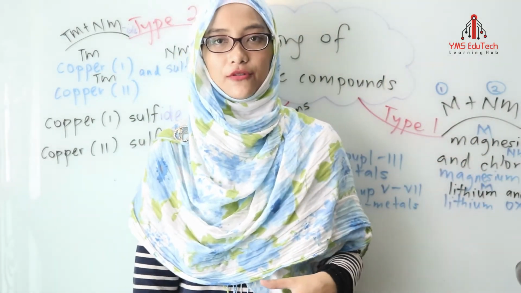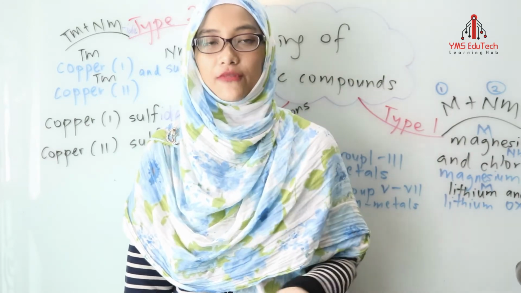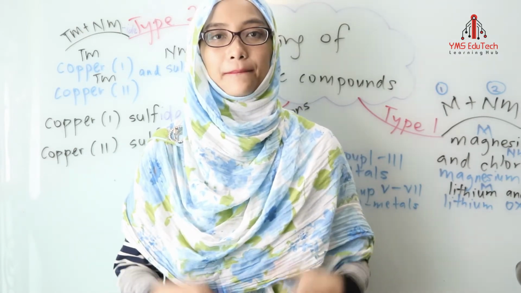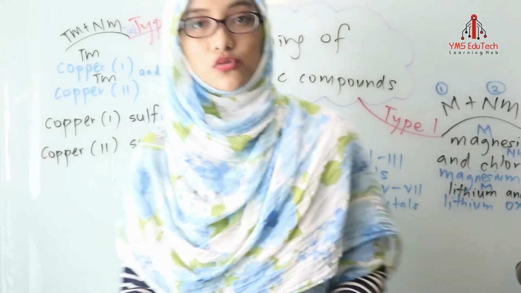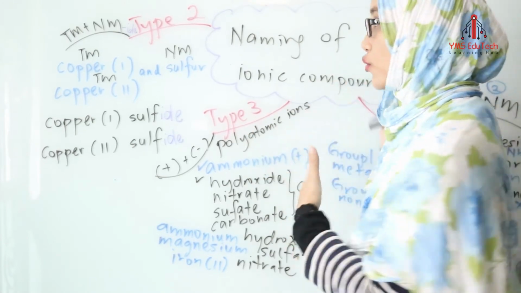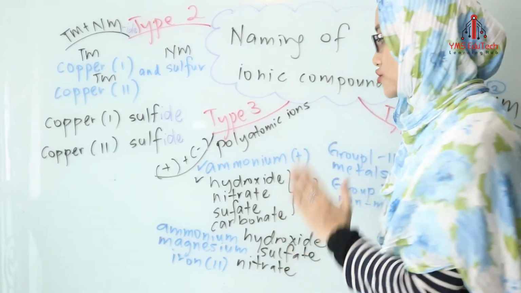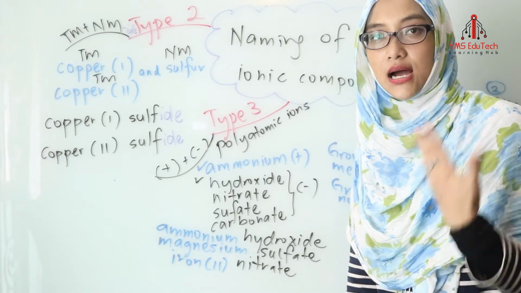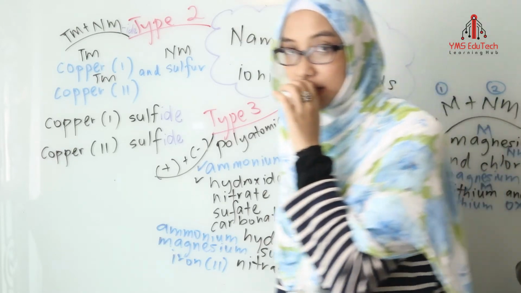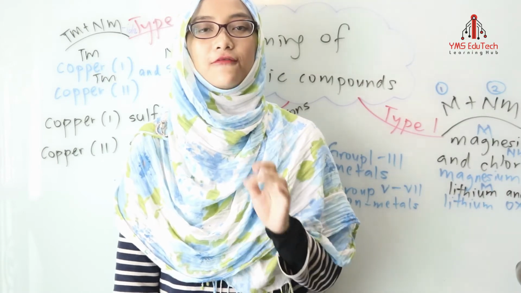I hope you find this live streaming useful in helping you to recap on naming of ionic compounds. Inshallah, I will see you next week. But as homework, take out your periodic table and test yourself on type 1, type 2, and type 3. For type 3 involving polyatomic ions, you need to remember these 5 polyatomic ions: ammonium, hydroxide, nitrate, sulfate, and carbonate. Next week I'll be covering how to write chemical formula of ionic compounds.